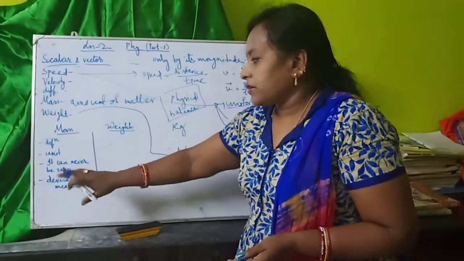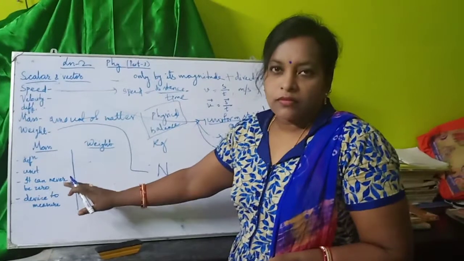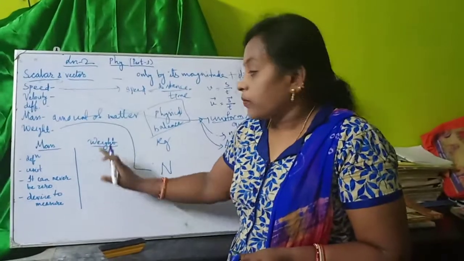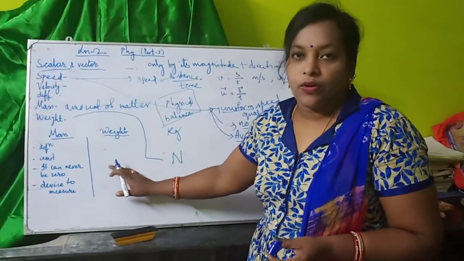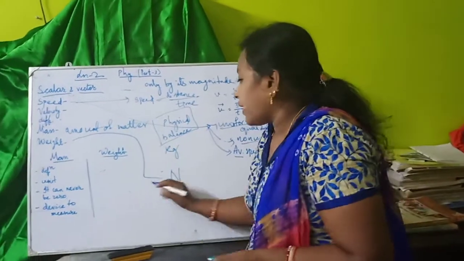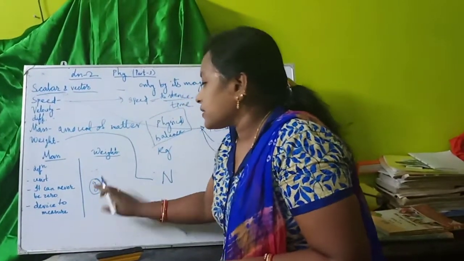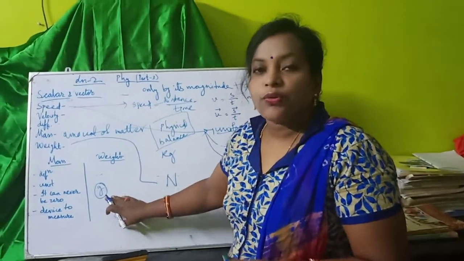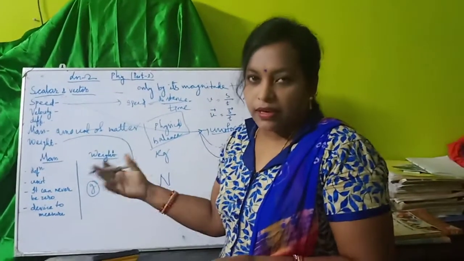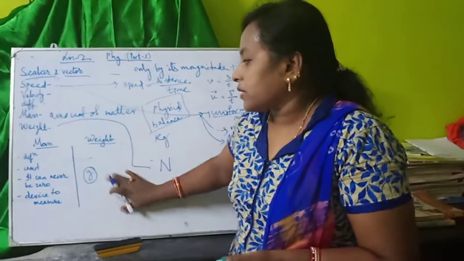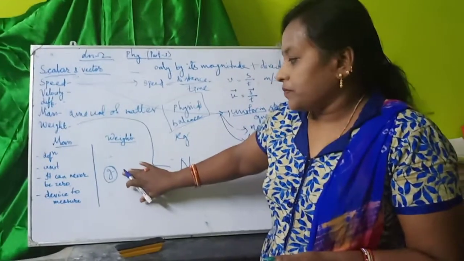Next, mass can never be zero, but weight can be zero depending upon the value of small g. At some places g is 0. What are those places? You will learn it next year. Just remember here, it can be 0.